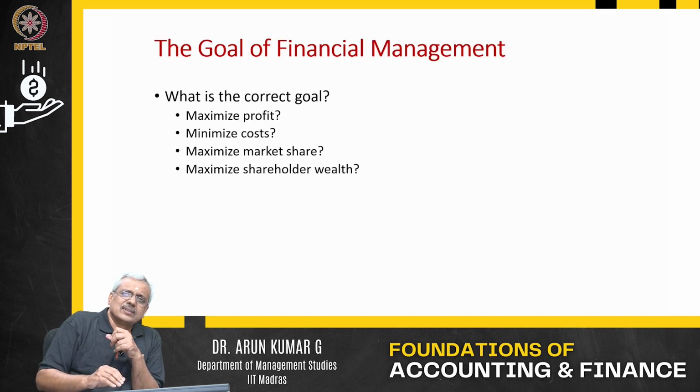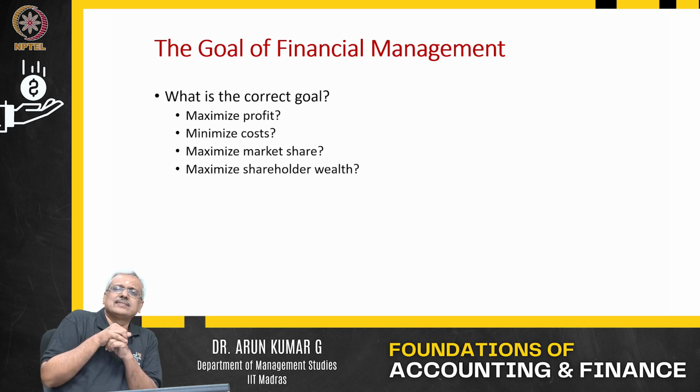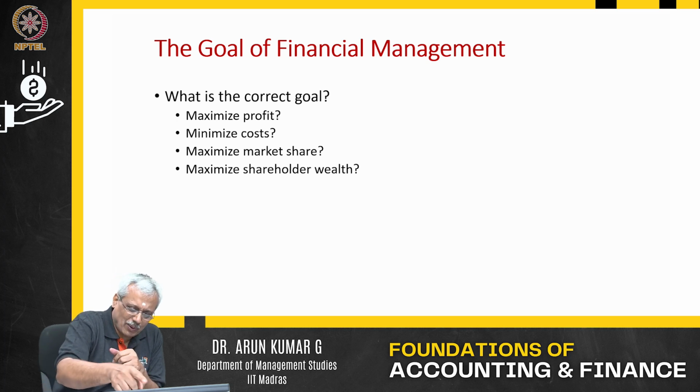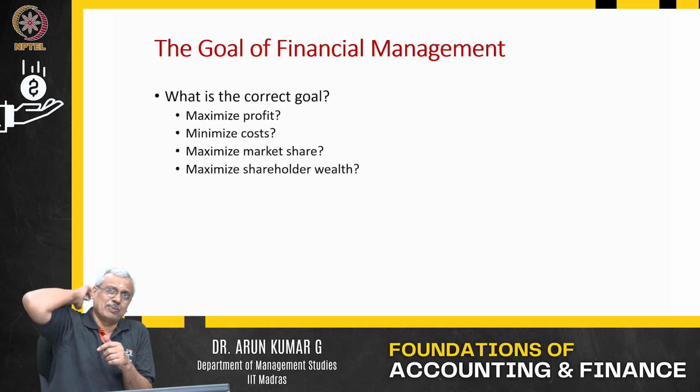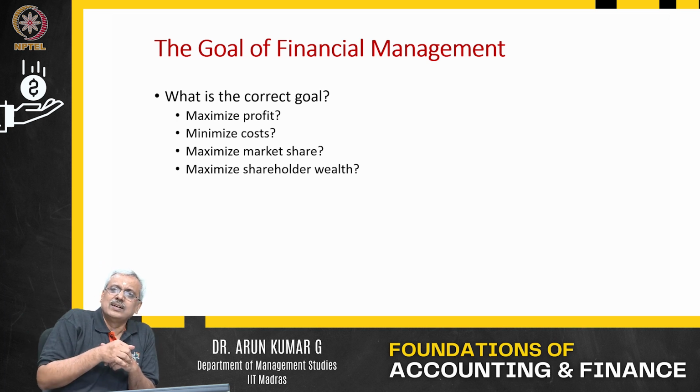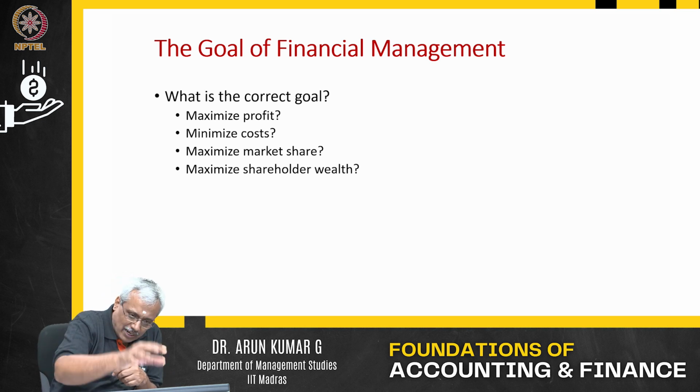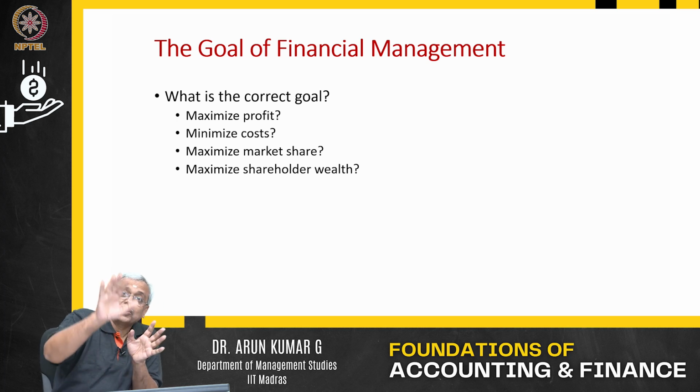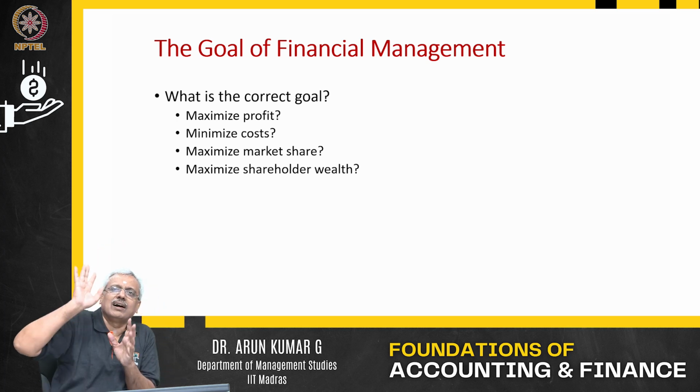So in short, what is the correct goal? Out of these, all four are important. I don't deny that. But the key aspect which encompasses the other three is the last one. If I have to say what is the correct goal, maximizing shareholders' wealth is the correct goal, because how will the shareholders' wealth be maximized? Only if you have a large market share, only if you have a large profit, only if your cost is low. So though all four are important, the last aspect is the core, the correct answer, which will encompass all the other three also.